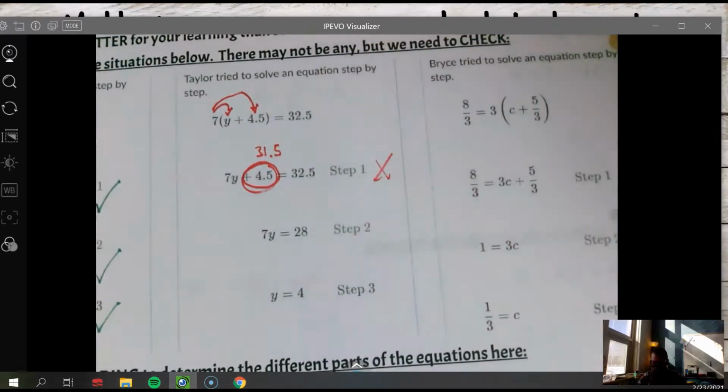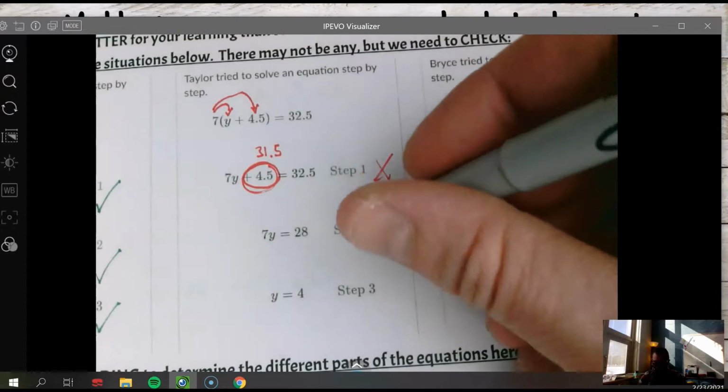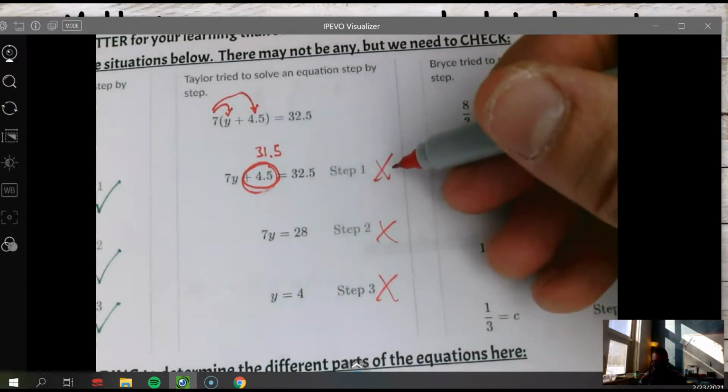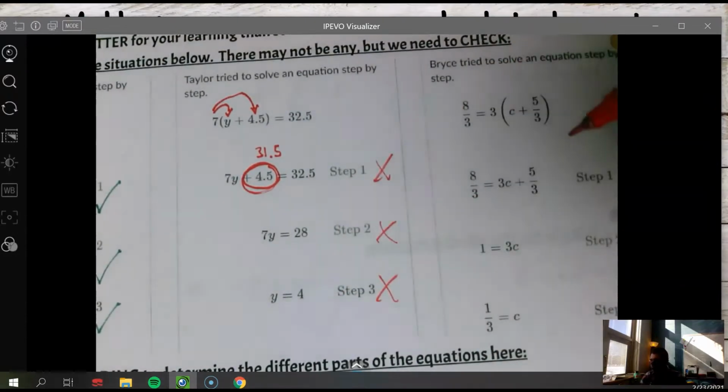So right here at step 1, Taylor's wrong. And then every step after it's wrong, because if step 1 is wrong, then nothing else can be right after it.